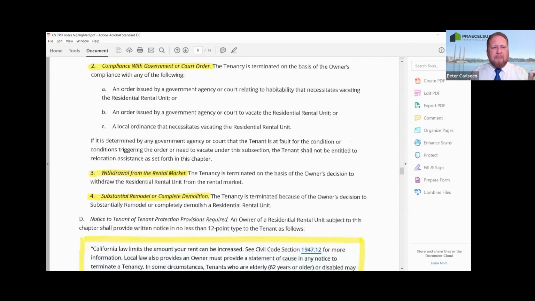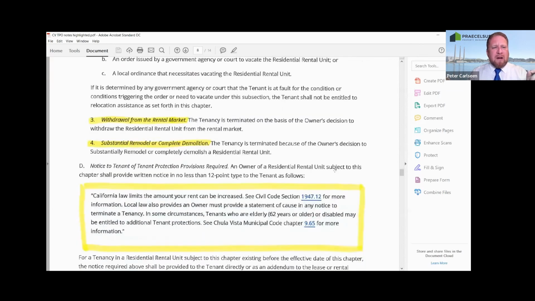The two more common ones are going to be number 3, withdrawal from the rental market. It's terminated based on the owner's decision to remove it from the rental market. And be careful, because if you put it back, there's going to be penalties involved, and we'll go over that in a little bit. And number 4, substantial remodel or complete demolition. So remember the definition of substantial remodel. You have to fit all 4 of those criteria, or you're going to completely demolish the building. You know, sometimes people will tear down a 4-plex so that they can put up a 12 unit or whatever.